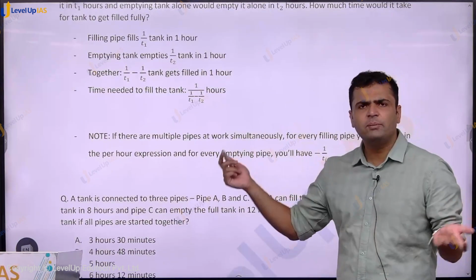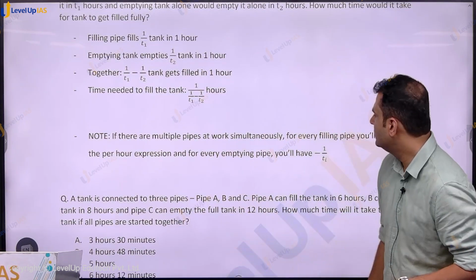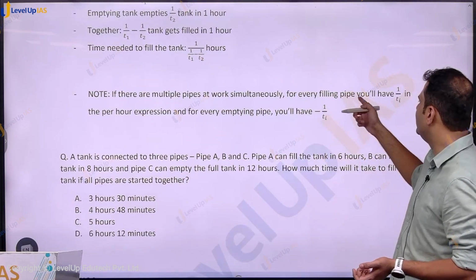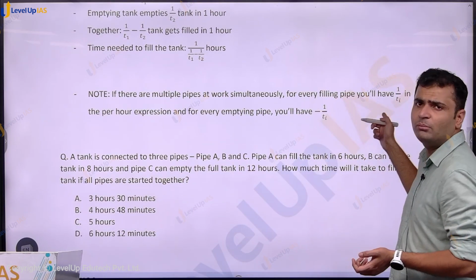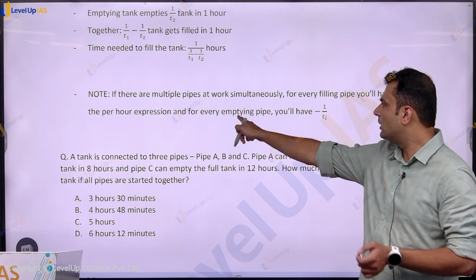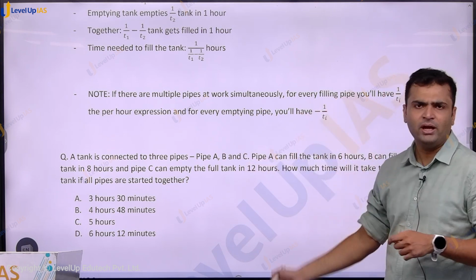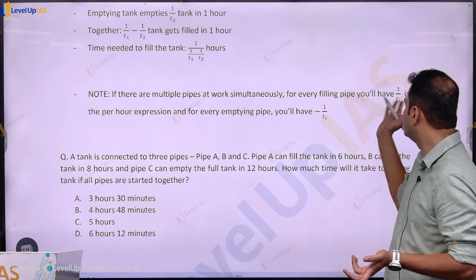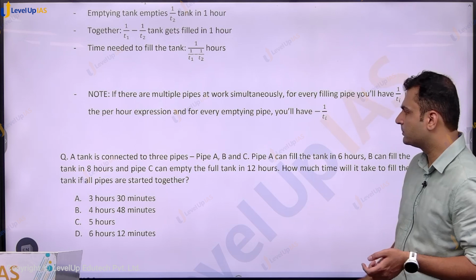So there could be multiple pipes, multiple leaks, etc. For every filling pipe, you will have to add 1 by T, and for every emptying pipe we have to subtract 1 by T, whatever the T is, from the expression.